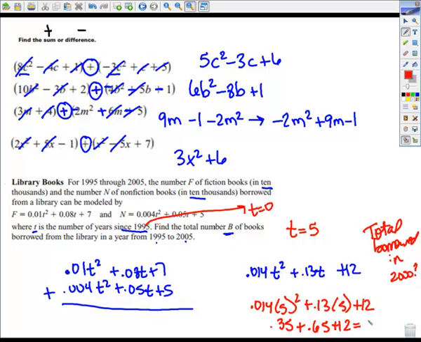When I add that together, I get 13, but it's 13 10,000s. So really I'm going to multiply 13 by 10,000, and that gives me my final answer of 130,000 books that were borrowed in the year 2000.